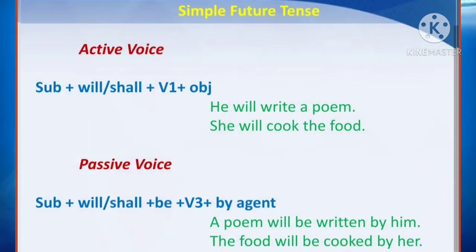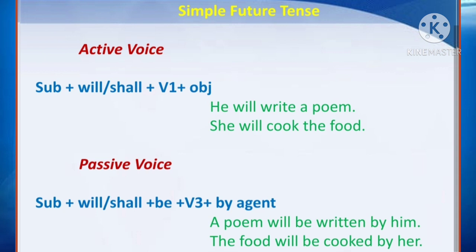Next, we are going to study how to form a simple future tense sentence in active and passive voice. Simple future tense, active voice, the rule is subject plus will or shall plus V1, that is base form of the verb, plus object. The examples are given there. He will write a poem. He is the subject plus will plus write. Write is a base form of the verb, V1 form of the verb, plus object, a poem.